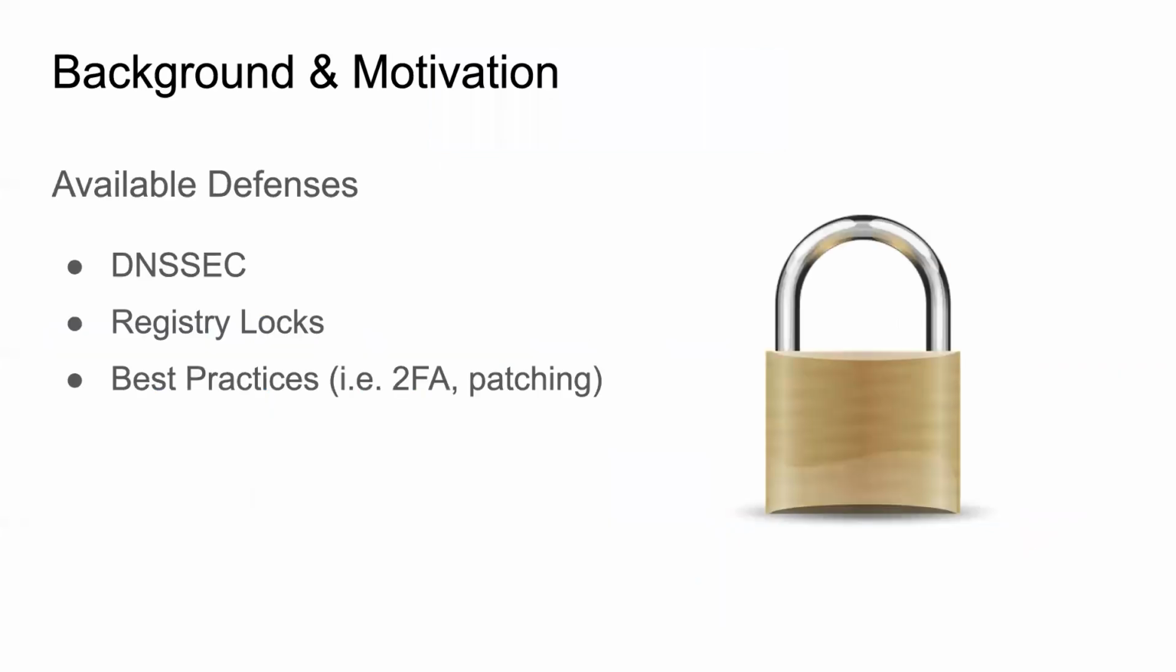Various defenses against DNS hijacking attacks have been created. Foremost among these is DNSSEC. Others include using registry locks or simply following best practices for keeping systems secure and up to date. Unfortunately, these measures are not always deployed, and even when they are deployed, they are often not correctly implemented.